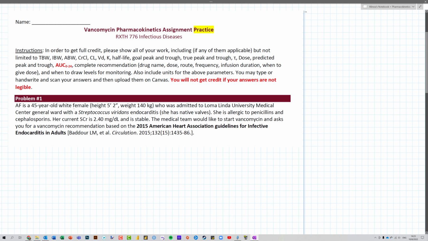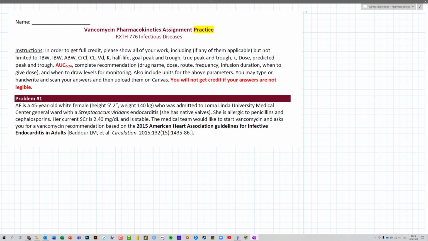Let's take a look at a practice problem. So AF is a 45-year-old white female who was admitted to Loma Linda University Medical Center General Ward with a Streptococcus viridans endocarditis, and she has native heart valves. She's allergic to penicillins and cephalosporins. Her current serum creatinine is 2.4 milligram per deciliter, and it is stable.